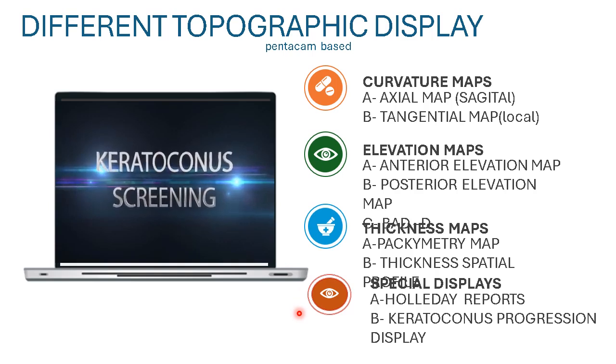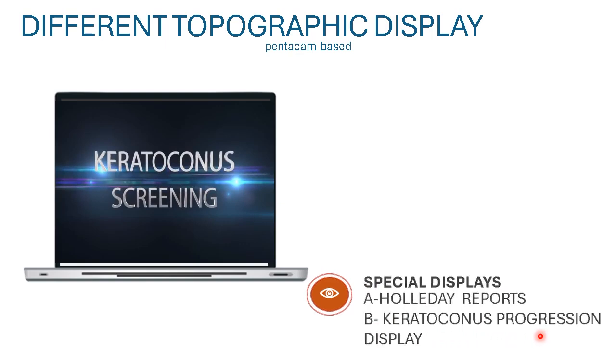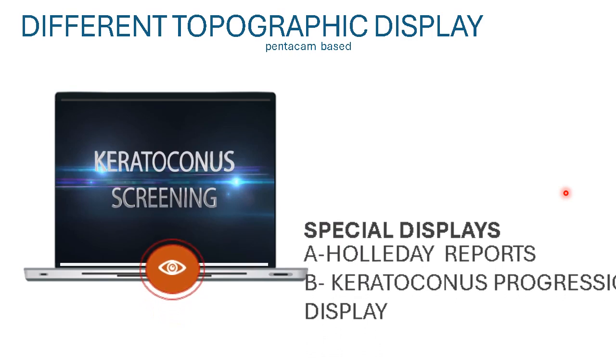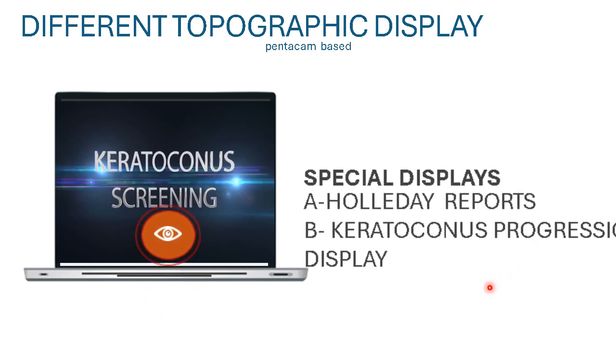Now we will see where we are now. We have finished the curvature maps, we finished the elevation maps, we finished the thickness maps, and the special maps. We finished the holiday report. Now we are left with the keratoconus progression display. This is an important display, because we are not satisfied with just the diagnosis of keratoconus, but we want to document whether there is a progression or whether your patient is stable, either before or after cross-linking. So let's go and see what the keratoconus progression report is.